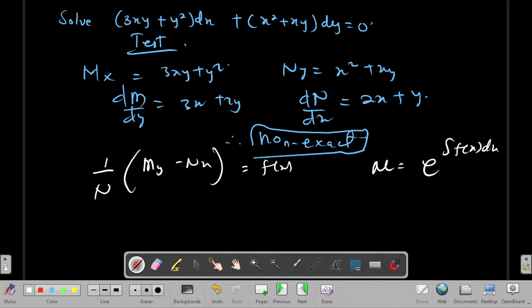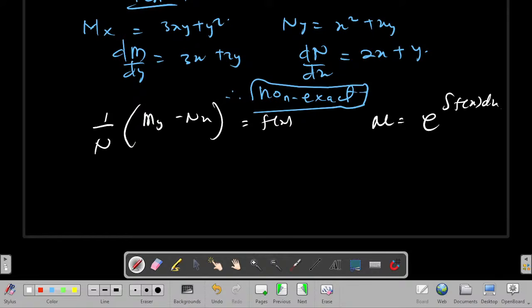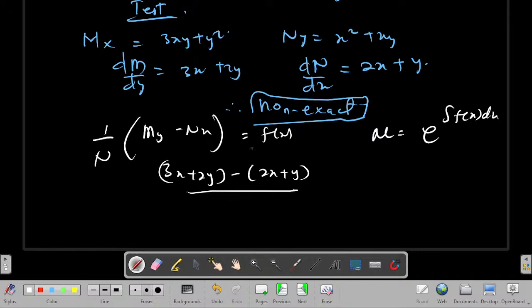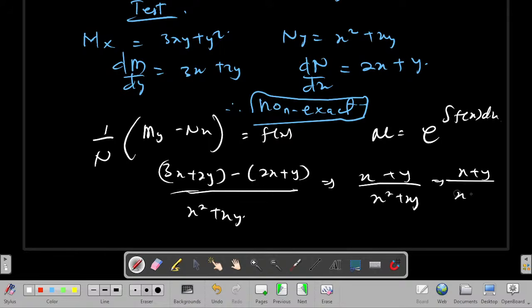As simple as that. So in our case, I'm going to have 3x plus 2y, which is my dM/dy, minus (2x plus y), all over my N. What is my N? My N is x squared plus xy. I simplify: 3x minus 2x is x, 2y minus y is y, so x plus y all over x squared plus xy. I can do some factorization: x out, x plus y here. This and this can go, and I have 1 over x, which is equal to f of x.